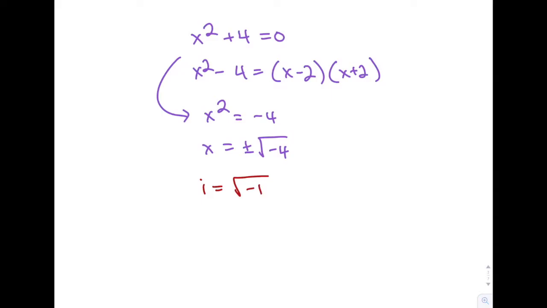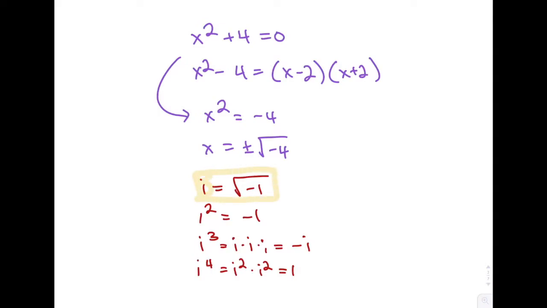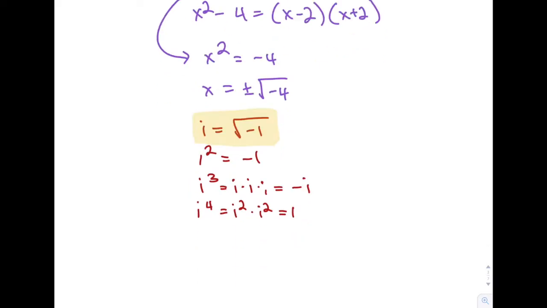So then it follows that i squared is negative 1, i cubed is i times i squared, which, since i squared is negative 1, gives us negative i. And then i to the fourth gives us i squared times i squared, which is 1. Just so you know what to do with i. But this is the really important definition: i is defined as the square root of negative 1. And this leads us to define the complex number system.